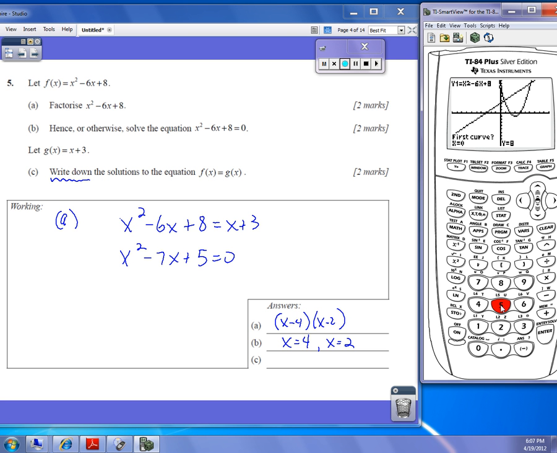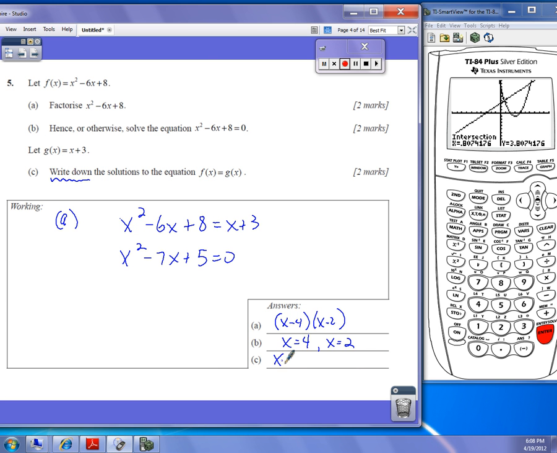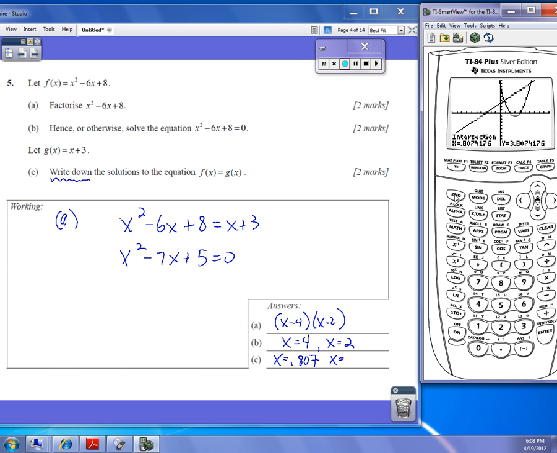And remember that whichever intersection the little blinky thing is nearest to is the one that will be calculated. So I'm going to hit enter, enter, enter. And my first intersection, my first solution, remember the solutions are the x values. So my solution set is x equals 0.807. And I need to calculate the other point of intersection.